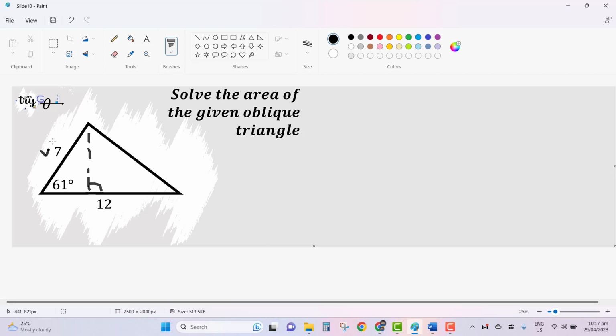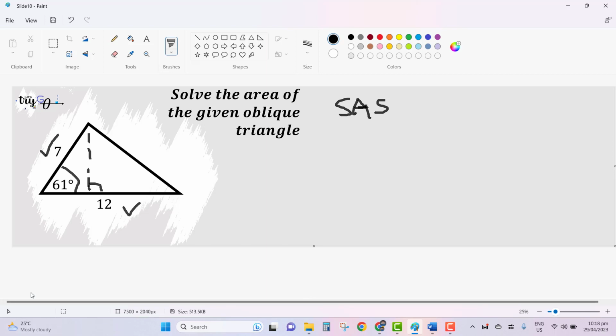Here we are given one side. We are also given another side. And this 61 degrees is your angle. This angle is included, or in between, the other two side measurements, and hence this is again an example of an SAS situation, where the given angle is included between the two side measurements.